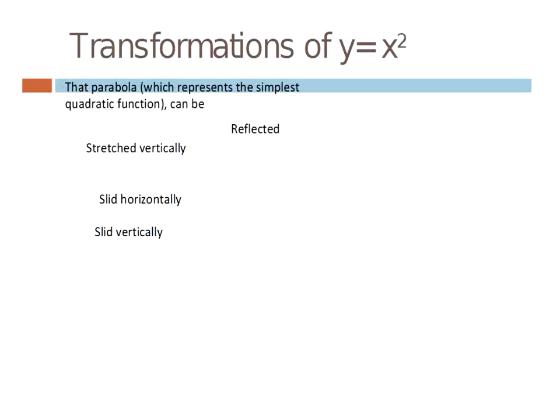So if we take this base graph of y equals x squared, the simplest quadratic, we can reflect this graph, we can stretch this vertically, we can slide it horizontally and vertically. These are called transformations, and this changes the graph. And so if we look here, I will shorthand these to be the reflection, the vertical stretch, vs, ht and vt.